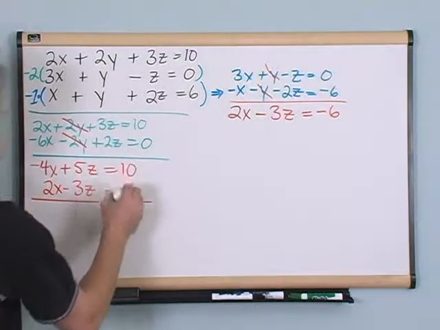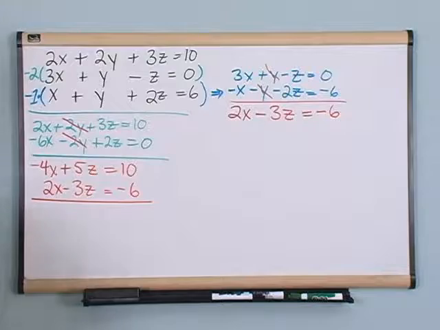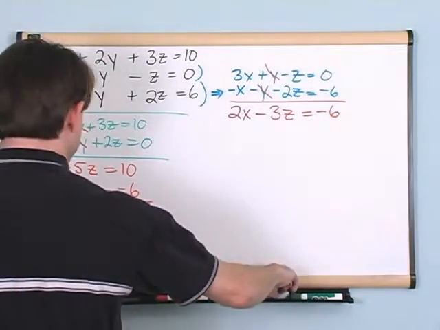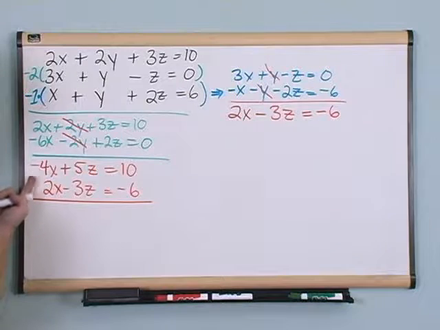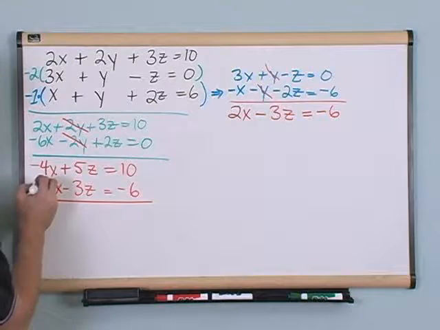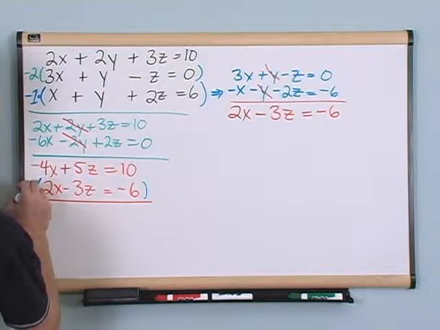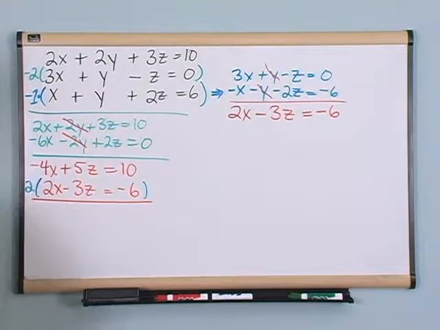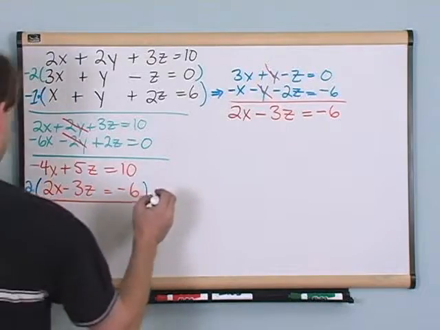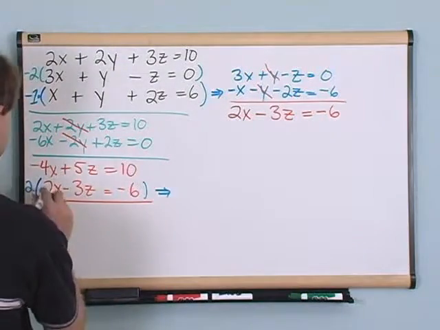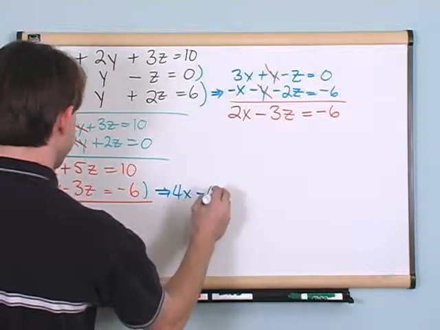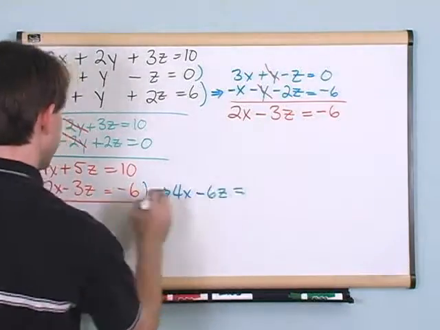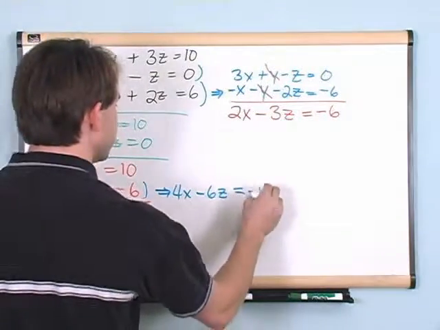Now I need to solve these two equations. And how I'm going to do that is I'm going to manipulate this so that I can cancel x out. The reason I pick x is because I've got a 4 and a 2, and I know I can multiply this by 2, and I can help myself. So I'm going to multiply this whole equation by 2, and that's going to give me 4x, which is just going to cancel there. So let's do that, and we'll write it over here. 2 times 2 is 4x. 2 times -3 is -6z equals -6 times 2, -12.